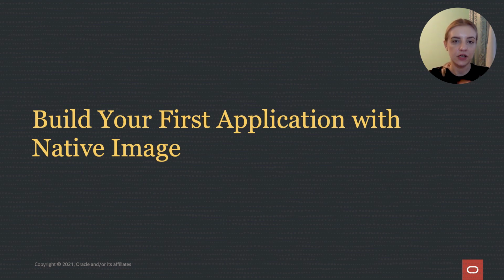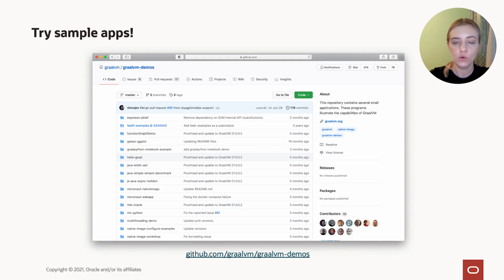And I want to share with you how you can get started and build your first application with native image on your own. So one thing you can do, if you would rather try some sample applications that are already ready for you, you can go to our GraalVM demos repo on GitHub and find those applications there. So we have demos for native image, for JIT compiler, for polyglot, all kinds of applications that you can easily just get from there and run and see how they perform.